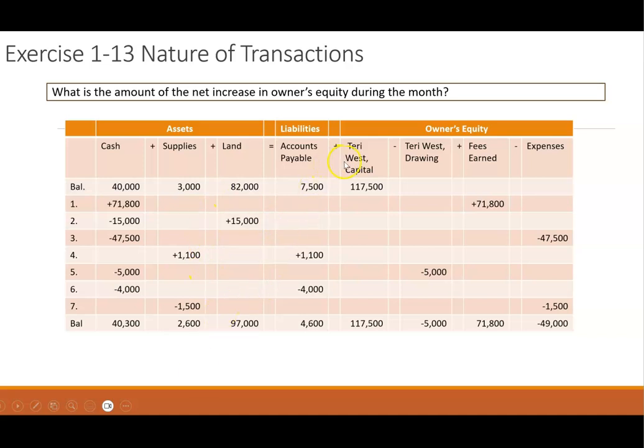Do you see we started with 117,500? And we ended with fees earned of 71.8 minus the 49,000 and the 5,000, minus 54,000. So 71.8 minus 54,000 would be 17,800. That is what the owner's equity increased.